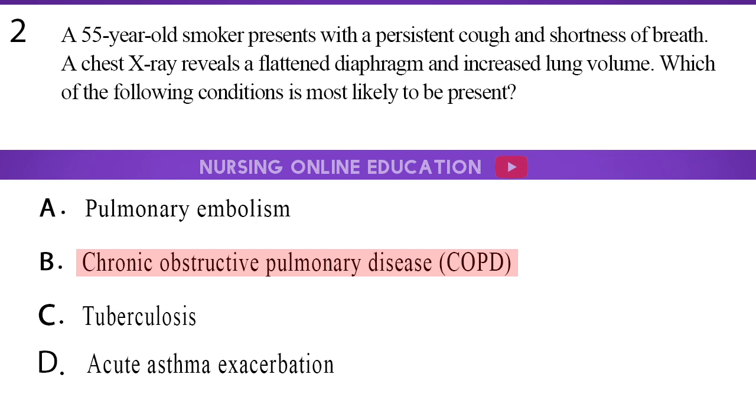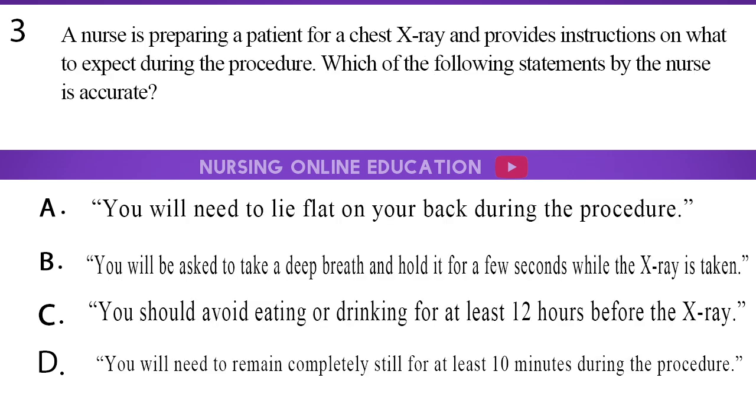3. A nurse is preparing a patient for a chest X-ray and provides instructions on what to expect during the procedure. Which of the following statements by the nurse is accurate? A. You will need to lie flat on your back during the procedure. B. You will be asked to take a deep breath and hold it for a few seconds while the X-ray is taken. C. You should avoid eating or drinking for at least 12 hours before the X-ray. D. You will need to remain completely still for at least 10 minutes during the procedure.